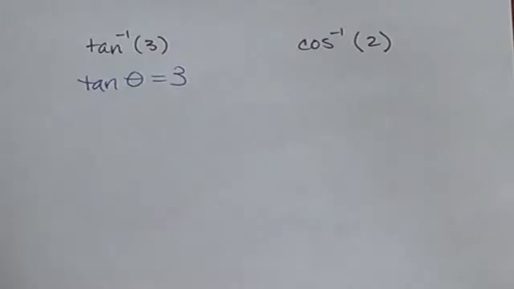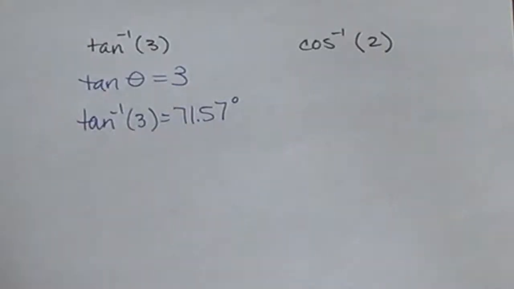So plugging in, we'll get 71.57 degrees. And again, make sure your calculator is in the proper mode: radians if you're looking for radian measure, degree if you're looking for degree measure. And in this case, we wanted to round to 2 decimal places, so we'll round off to 71.57.